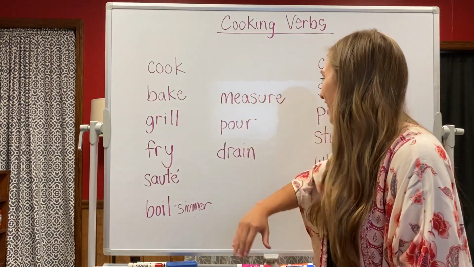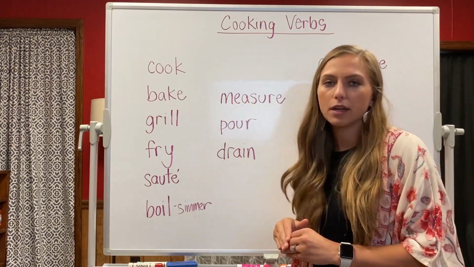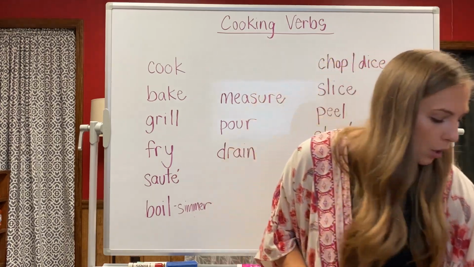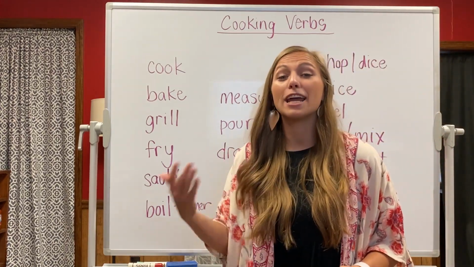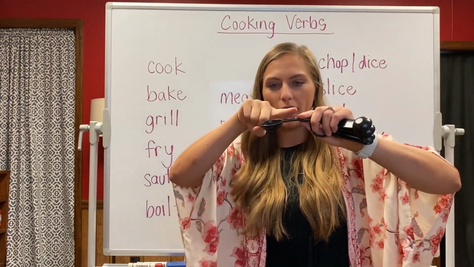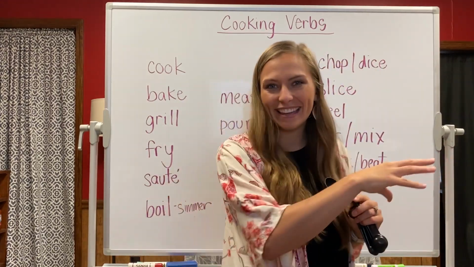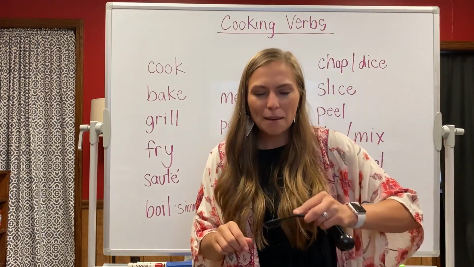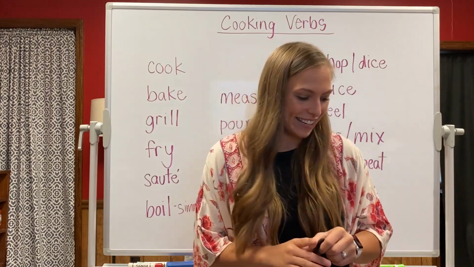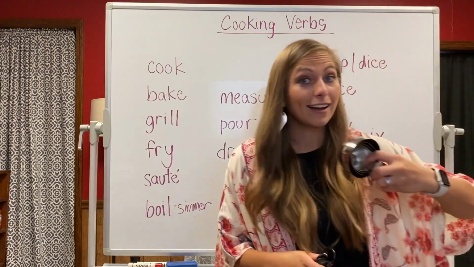Okay, let's move on to measure something. If you are measuring something, you are getting the correct amount. So if something calls for a tablespoon, you will need to find the tablespoon and scoop off and measure. So this means you're not just throwing in any kind of food, but you are making sure you have the correct amount of food. So you can use measuring spoons, measuring cups.